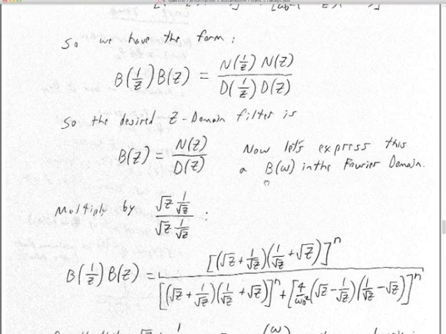So now let's express this B of omega in the Fourier domain. Okay, and now we're going to be using the Fourier definition of z, right? z is equal to e to the i omega t, I think. And there are also delta t's and delta omegas in there, but we're assuming those are one right here.